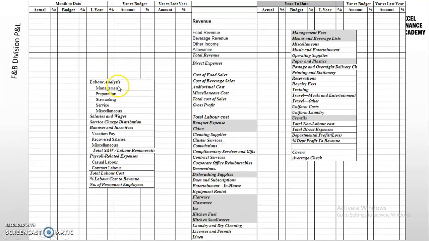Then you have the labor breakdown, which is management, and then preparation, waiting for service, miscellaneous. So it's a very simple breakdown. Then there's an additional metric which is the total number of permanent employees, or nowadays you can call it FTE, full-time equivalent, because we have casual and contract labor as well. So this one is also important, as this information is important to analyze the labor cost.